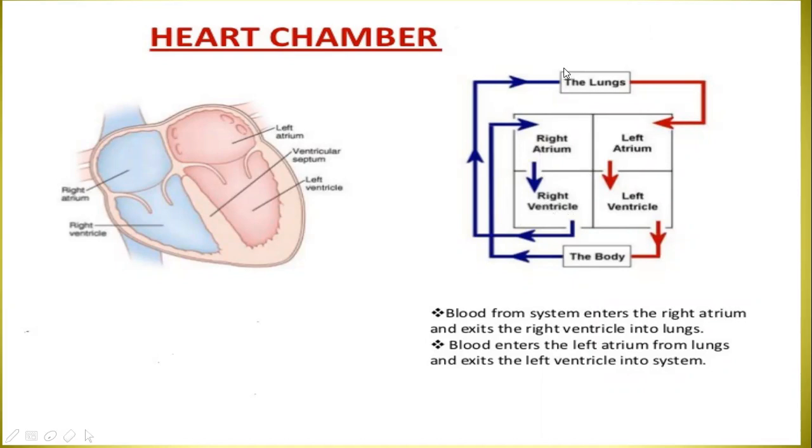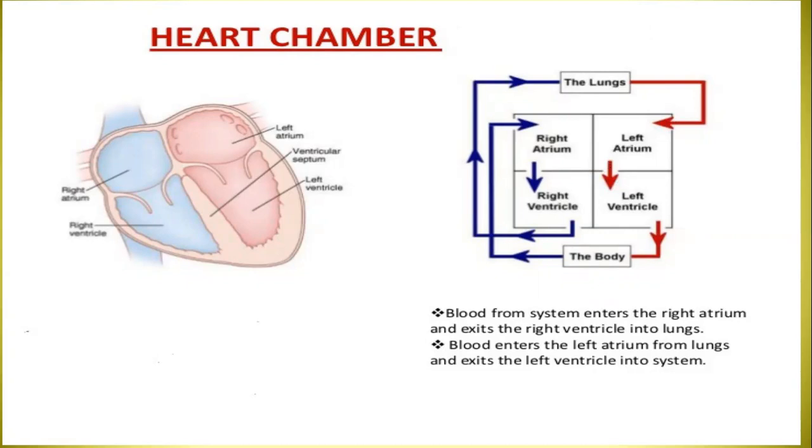Here, removal of carbon dioxide and absorption of oxygen take place, so the blood becomes oxygenated. Oxygenated blood is sent to the left atrium, the left atrium sends it to the left ventricle, and the left ventricle sends the oxygenated blood to all parts of the body.